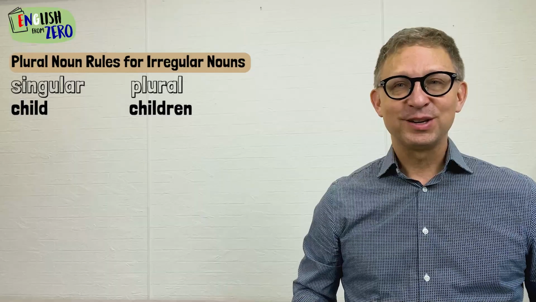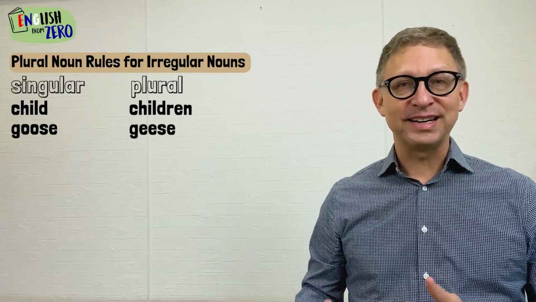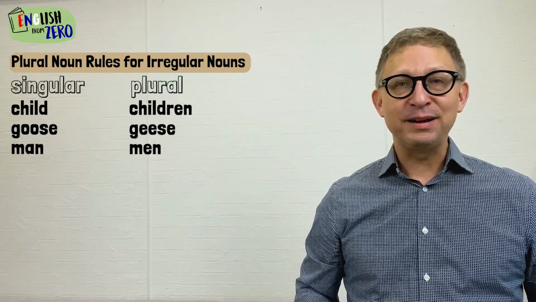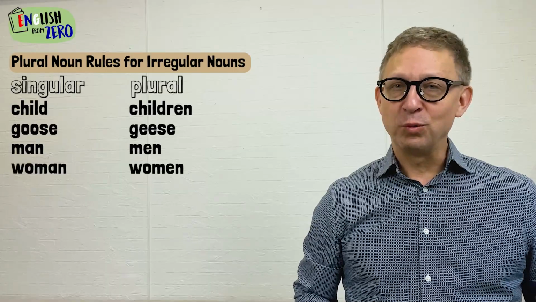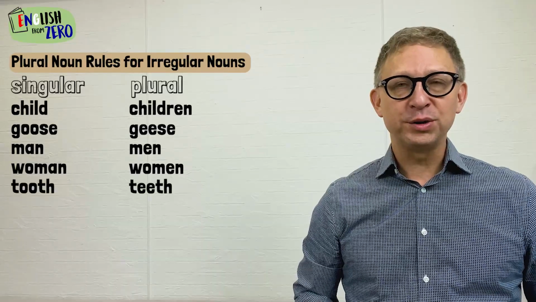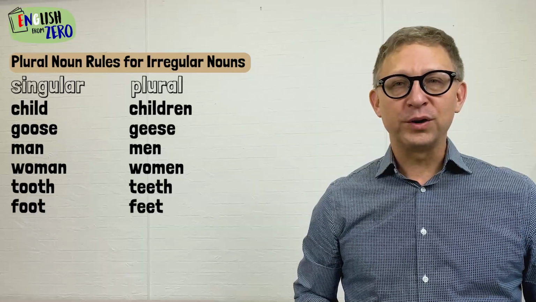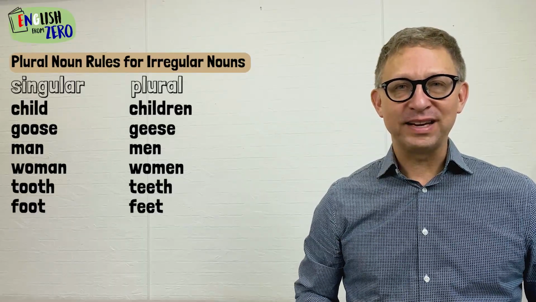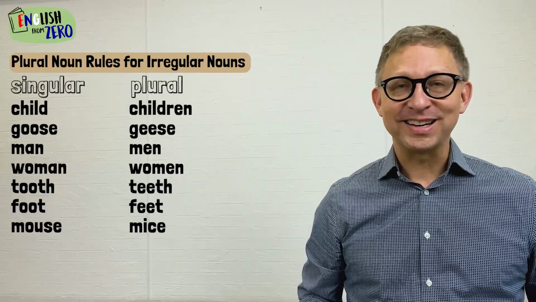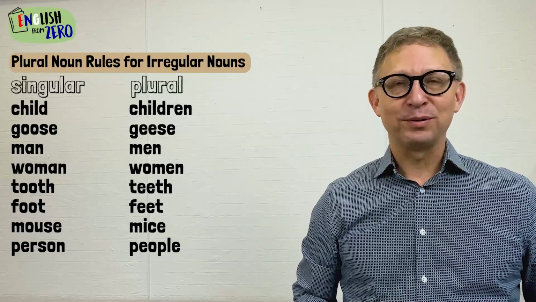Child, children. Goose is the singular and geese is the plural. One man, many men. One woman, many women. One tooth, many teeth. One foot, many feet. One mouse, a few mice. And one person, many people.